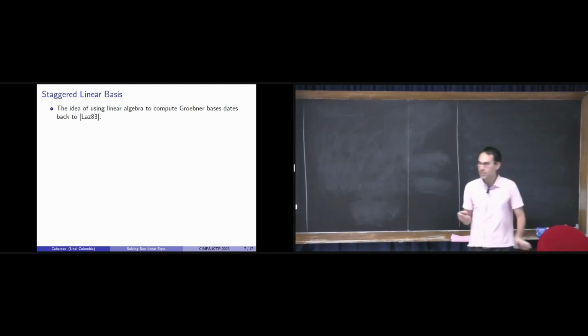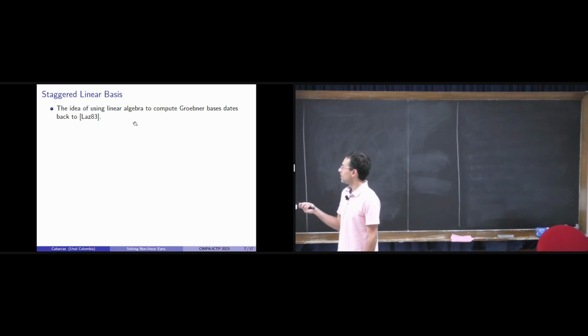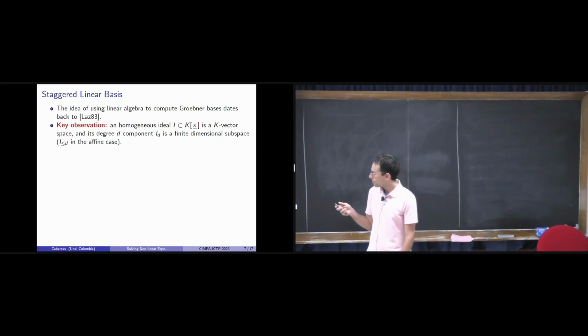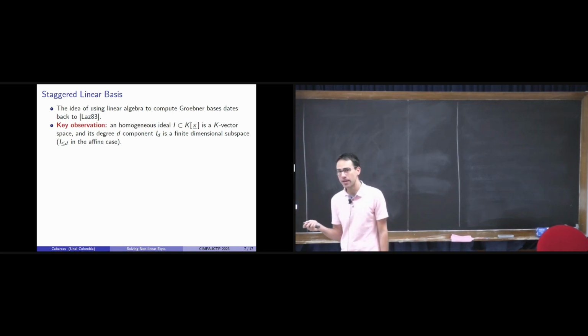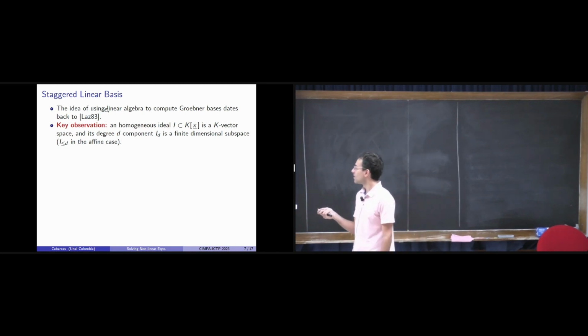So this idea, as I said, goes back to Lazard in the 80s. And the key observation of Lazard was that a homogeneous ideal is actually a k-vector space. It's a vector space over the finite field. And its degree D component is a finite dimensional subspace.